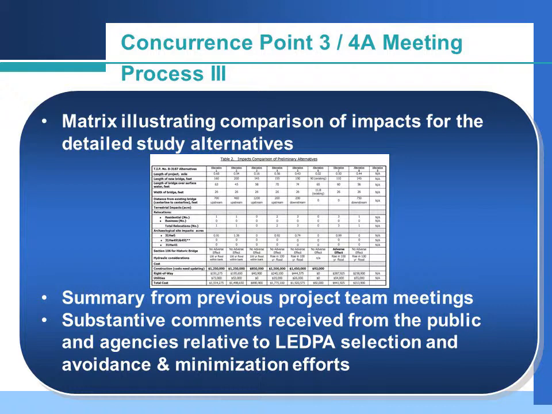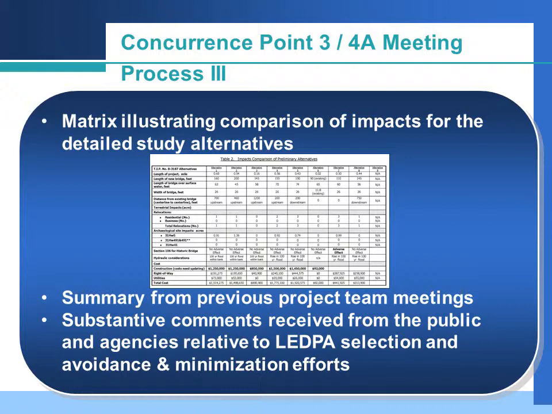In the event agreement on Concurrence Point 3 and subsequently Concurrence Point 4A cannot be reached, a follow-up meeting will be held. A Concurrence Point 4B meeting is not expected unless the project is to convert a bridge to a culvert or an individual permit is required.